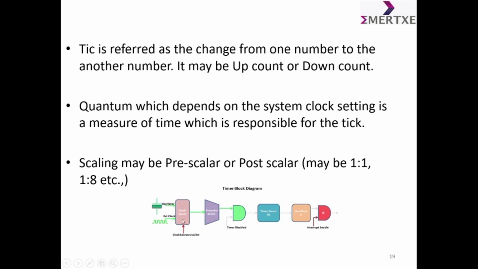Here is the block diagram of a timer. First, the oscillator generates a signal that goes to the clock select. There they select the clock signal, then it goes to a prescaler, like a 1 is to 1 ratio or 1 is to 8, and it can go in any ratio. Then it goes to timer disable, where the timer will be disabled for a specific time. Then it goes to the timer count and overflow. Last, it goes to the interrupt enabler, which enables the timer.